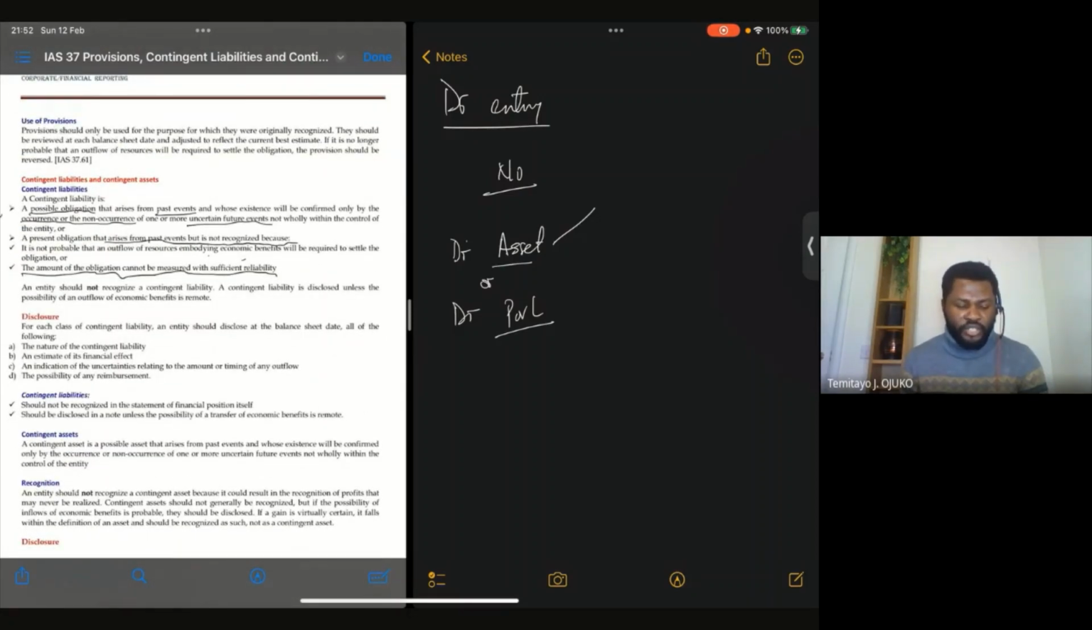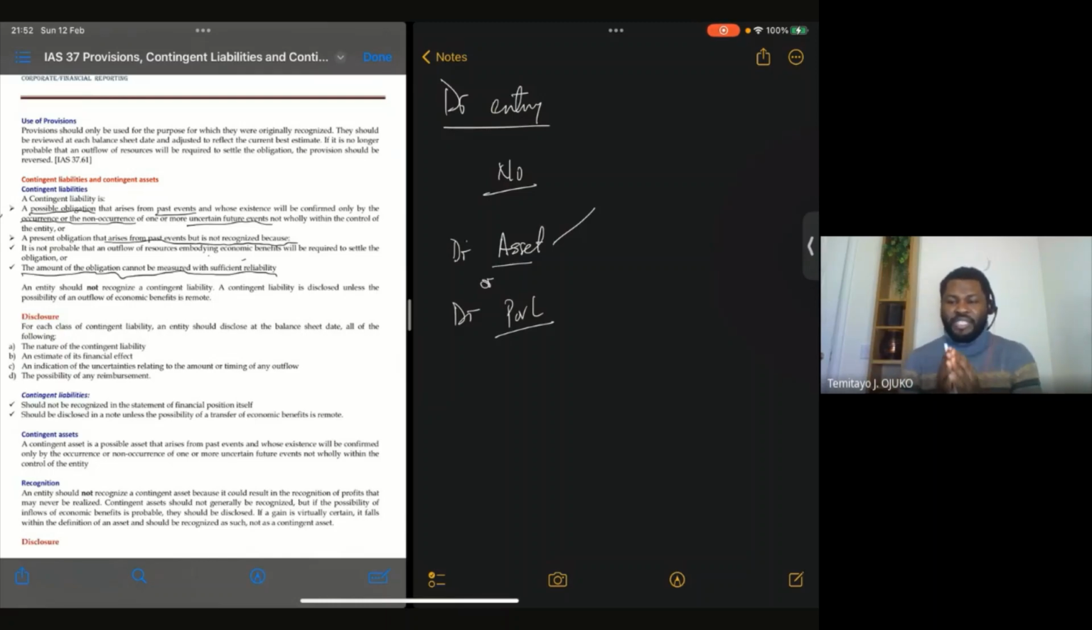Use of a provision. Provisions should only be used for the purpose for which they were originally recognized. They should be reviewed at each balance sheet date and adjusted to reflect the current best estimate. If it is no longer probable that an outflow of resources will be required to settle the obligation, the provision should be reversed. So we are saying that a provision is an estimate, so it can always change based on the updated information you have pertaining to the estimate.